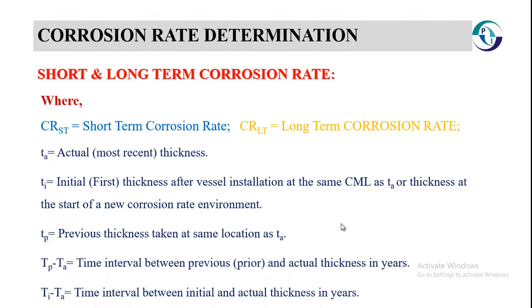TP minus TA is the time interval between the previous, meaning prior, and actual thickness in years. TI minus TA is the time interval between the initial and actual thickness in years.